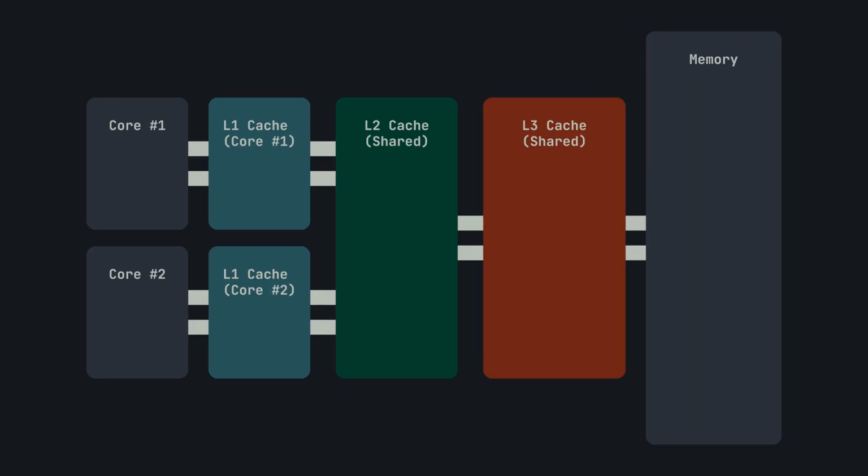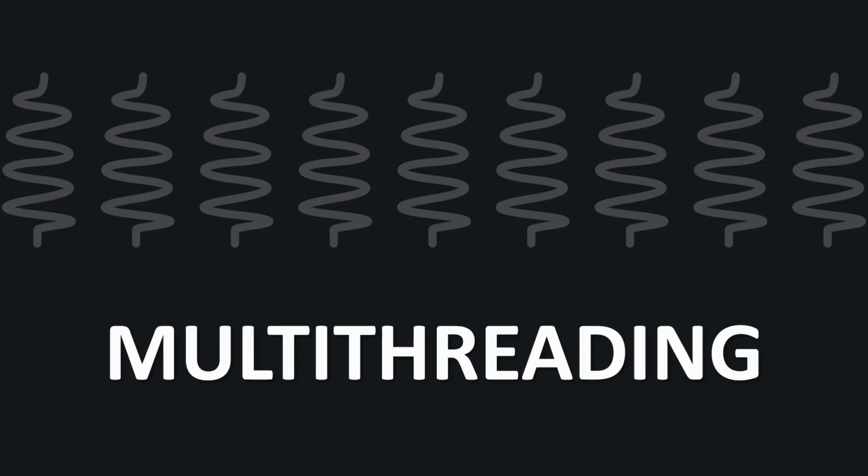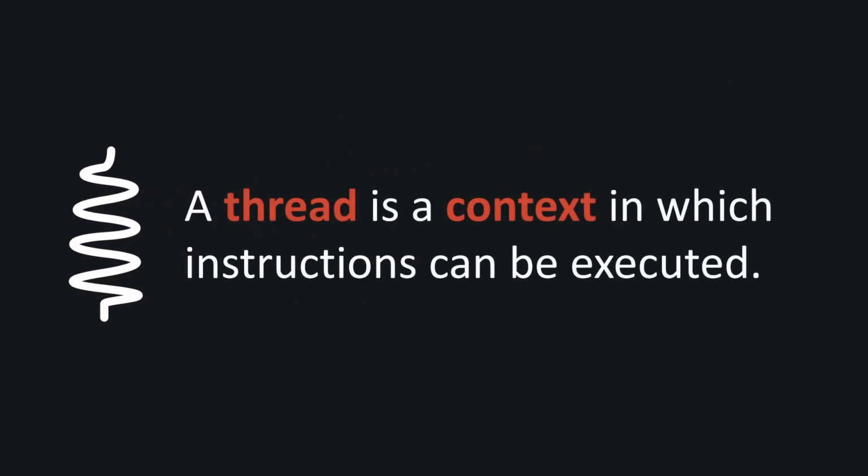Now that we understand the basic model and some of the limitations, let's talk about how we can start to take advantage of these multi-core CPUs to help speed up our code. The easiest way to get started with parallel programming is to look at multithreading. Multithreading is one paradigm that we can use to help write parallel algorithms which take advantage of multiple cores on the CPU. So when we're talking about parallel programming, a thread refers to a context in which instructions can be executed. But what do we actually mean by this?